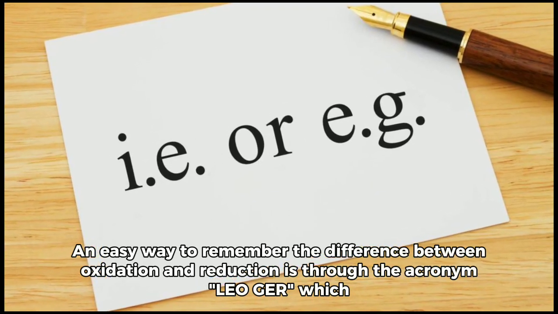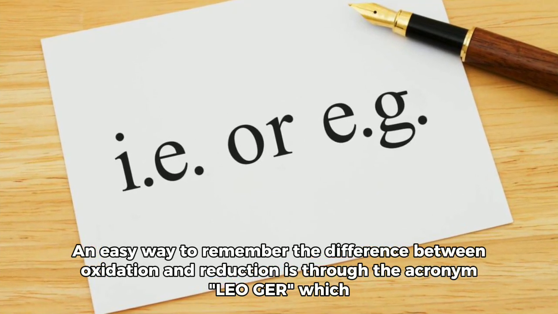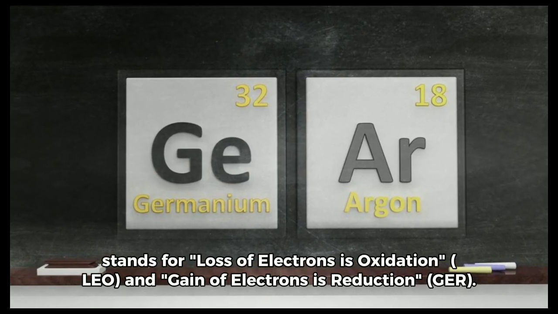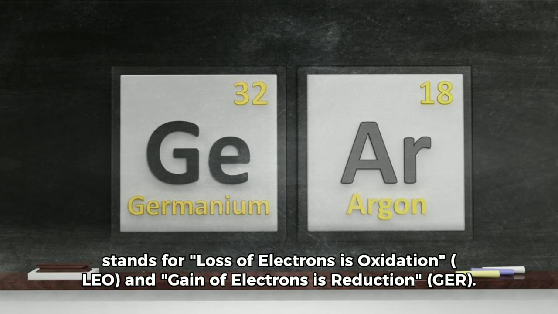An easy way to remember the difference between oxidation and reduction is through the acronym LEO GER, which stands for: loss of electrons is oxidation, LEO, and gain of electrons is reduction, GER.